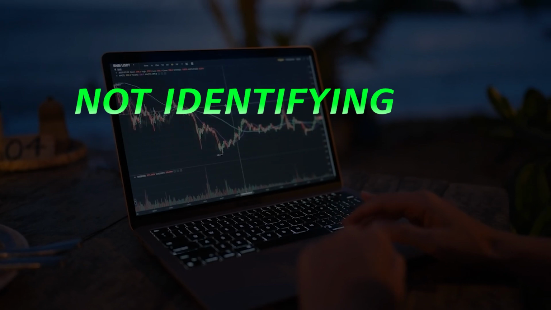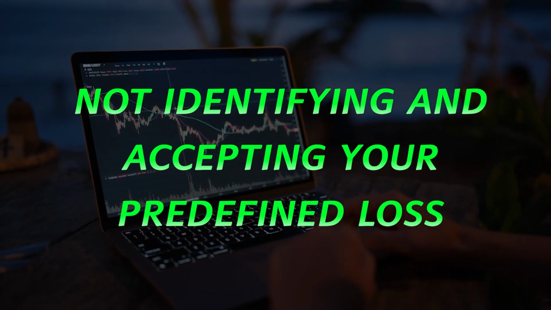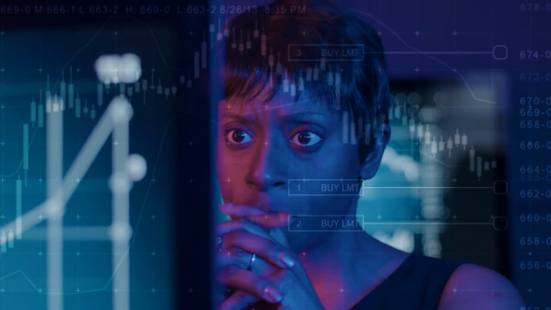Costly mistake number 2, not identifying and accepting your predefined loss. Let me break this down. Every single time you take a trade, there is a predefined loss that you need to identify before you enter the trade. And let me tell you, there's always a predefined loss. So that is the cost of doing business. If you're in a trade and all you're doing is looking at how much money you're going to make if you're right, 2 things will happen.